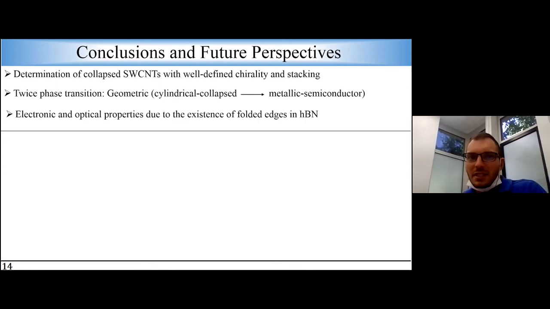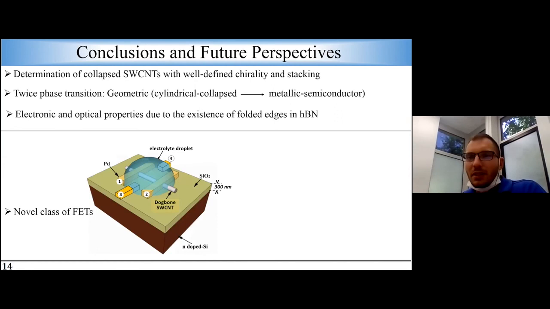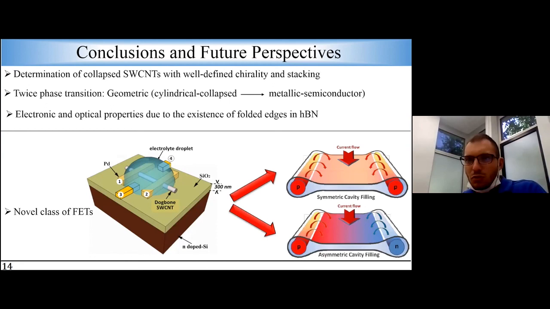And in terms of the future perspective, at the moment, our collaborators have fabricated a device composed of collapsed carbon nanotubes, where it is possible, given the unique architecture of the cavity, to fill the cavities using the same or different elements in order to create a novel generation of graphene field effect transistors.